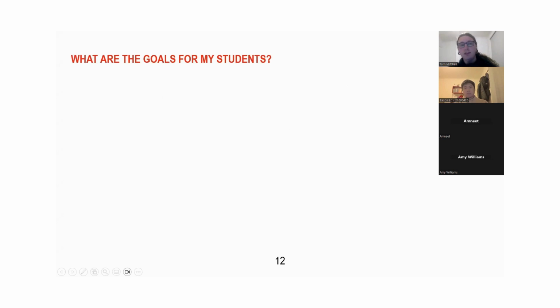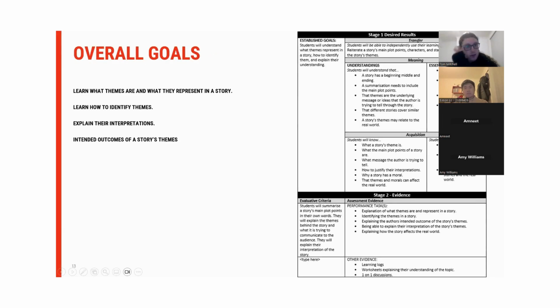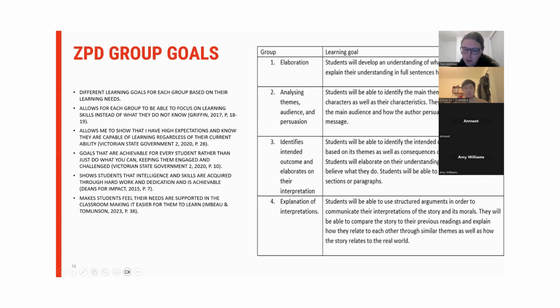So what are the goals for my students? So the overall goals for this lesson is to learn what themes are and represent in a story, learn how to identify themes, explain their interpretation, and their intended outcomes of story themes. This will be done so that they can demonstrate it through different level criteria and performance tasks. For the ZPD groups, they will have different goals based on their current knowledge and their learning needs.